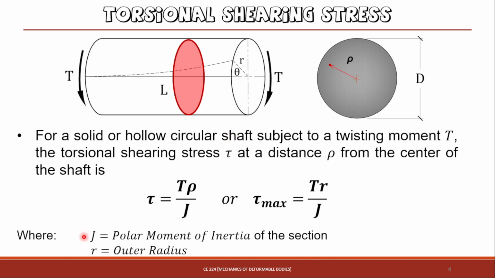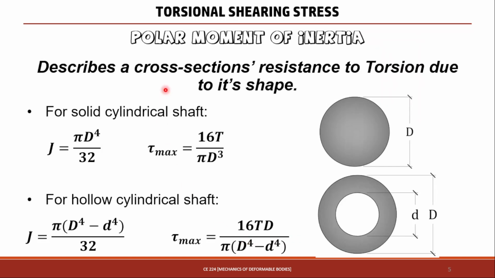Okay? So let us look at this variable J. So J is called the polar moment of inertia. So, let us discuss about that for a moment.